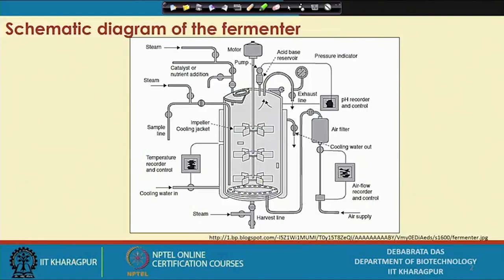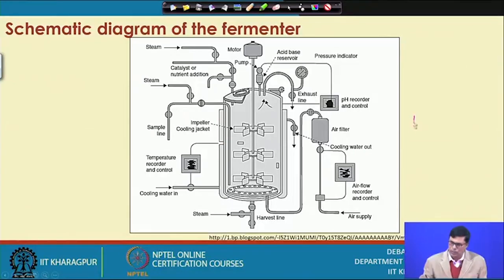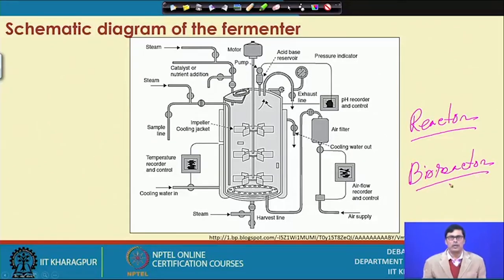If you look at the fermenter, I told you two types of things: we have reactor. Am I right? What is the reactor? How do you define reactor? Reactor is a vessel in which the reaction takes place. Now, in the biochemical industry, we have bioreactor. What is bioreactor? Bioreactor is also the same thing, a vessel in which the reaction takes place with the help of some biomolecules. That is why we call it bioreactor.